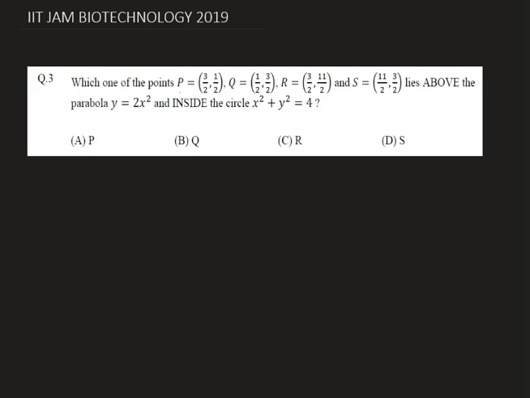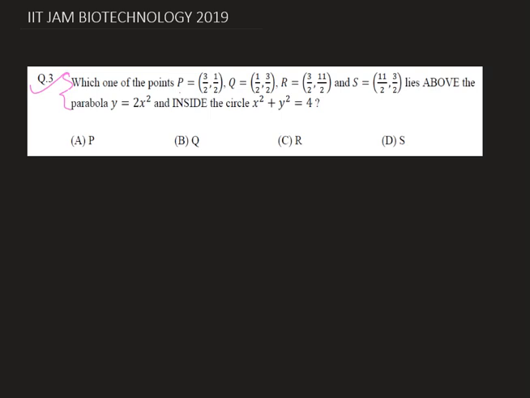Hello, today we are going to solve one question from IIT JAM Biotechnology 2019. As we know, the JAM is a joint entrance exam for M.Sc at different IITs. This is a question from section A. The question number is 3. So let's start with this problem.